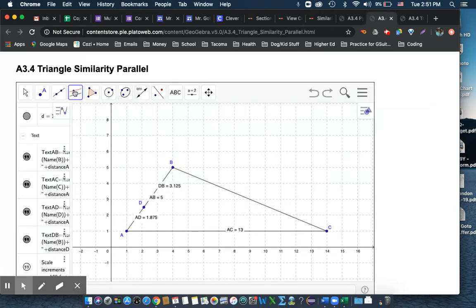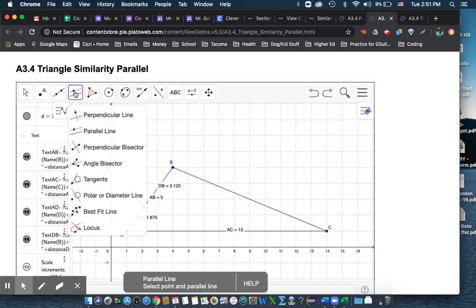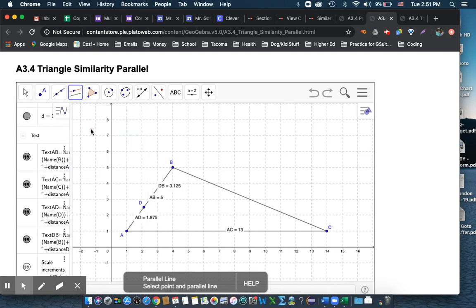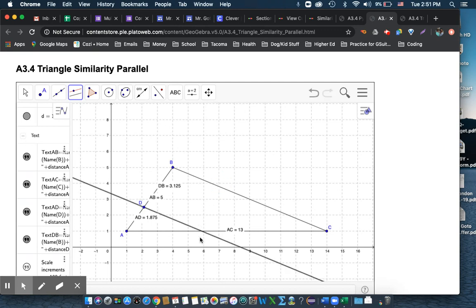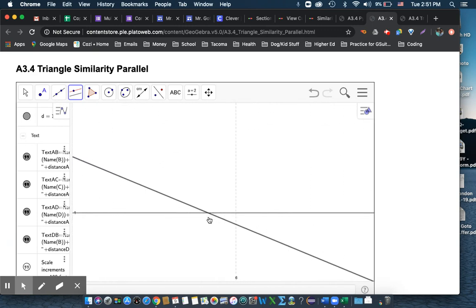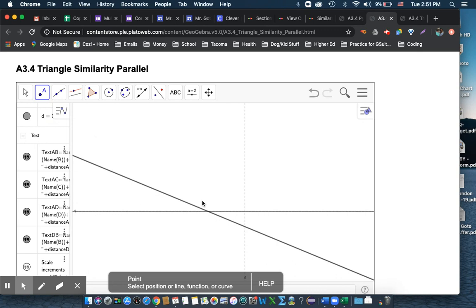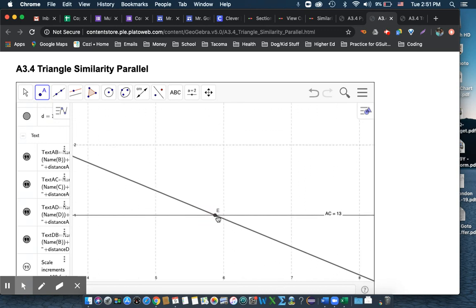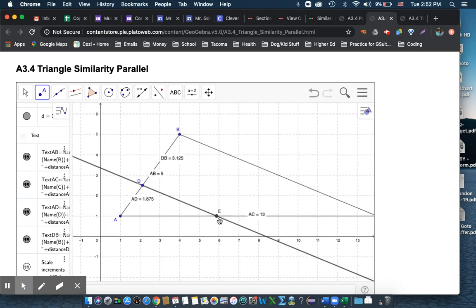I want you to click on the fourth to the right. So it says parallel line. So it says select a point and a parallel line. So I know I want a line that passes through D that's parallel to BC. So I'm going to click point D, and I'm going to click on line BC. Boom. There's my line. Okay. Then I want to plot a point right where those two are intersecting. All right. Now let's find that length.